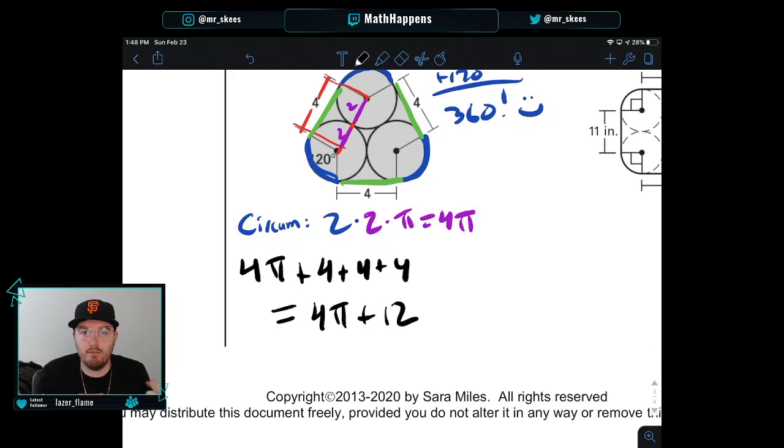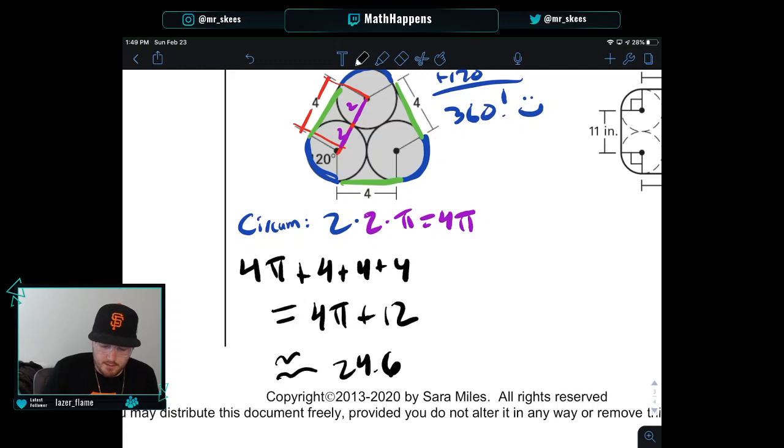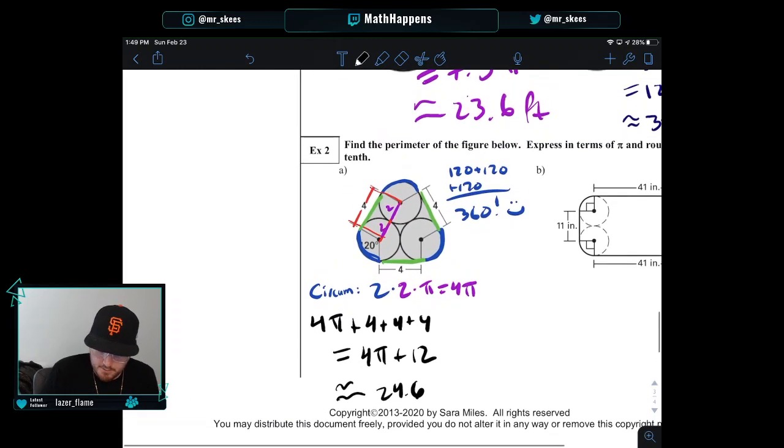They're not the same thing, right? You have 4 pi and 12, not 4 pi and 12 pi. If you have 4 oranges and 12 apples, do all of a sudden you have 16 oranges or 16 apples? No, you have 4 oranges and 12 apples. Well, you have 4 pi and 12. They aren't the same thing. They don't combine. So 4 pi plus 12, which comes out to approximately 24.6. Do we have any units on here? Not really, so we'll say units.